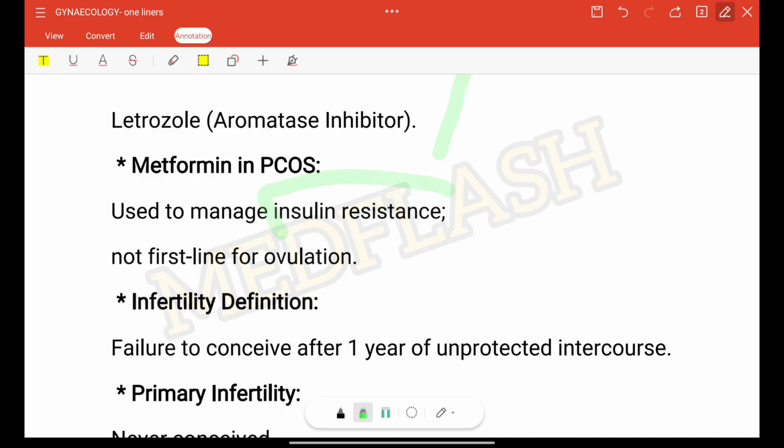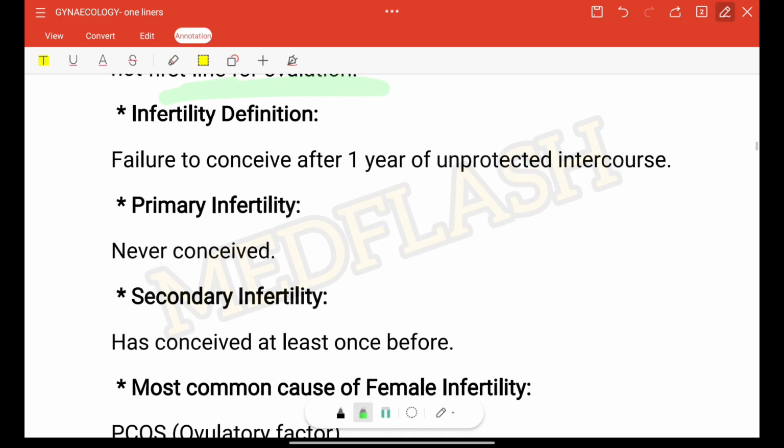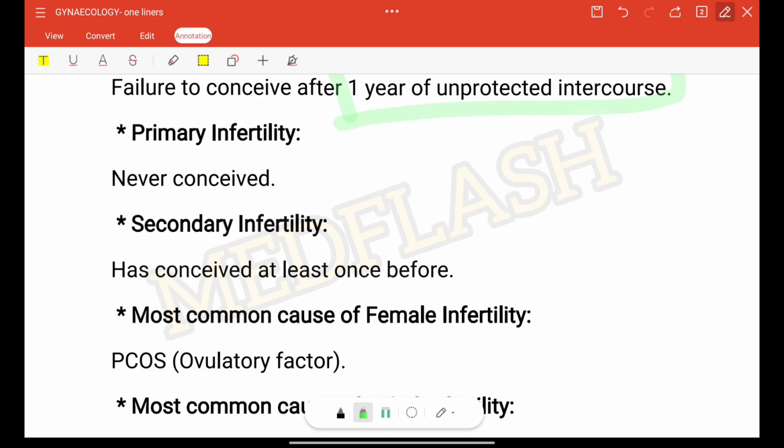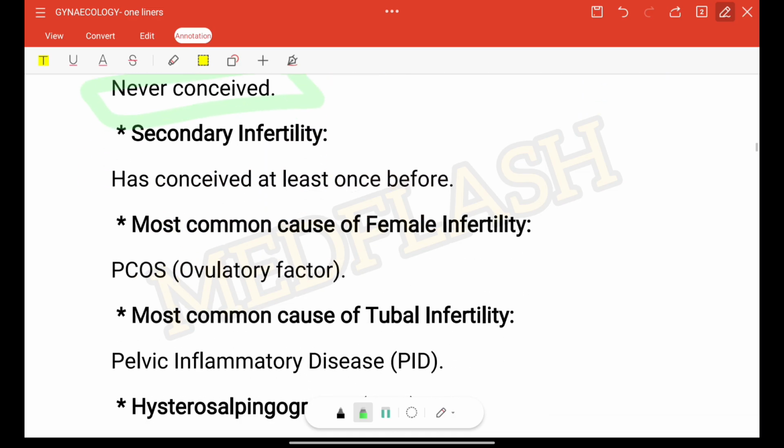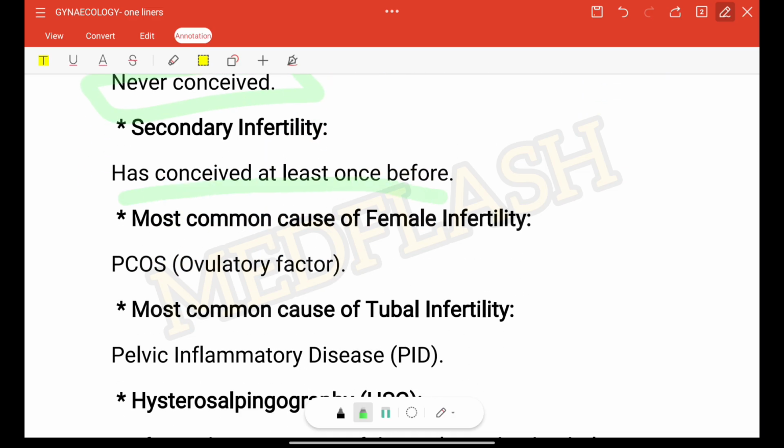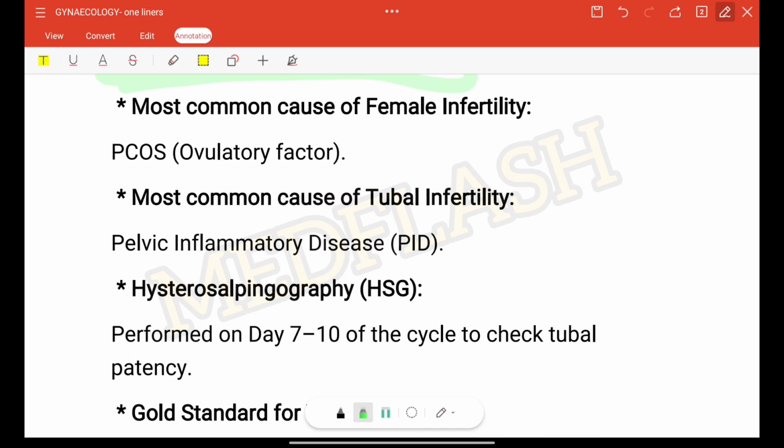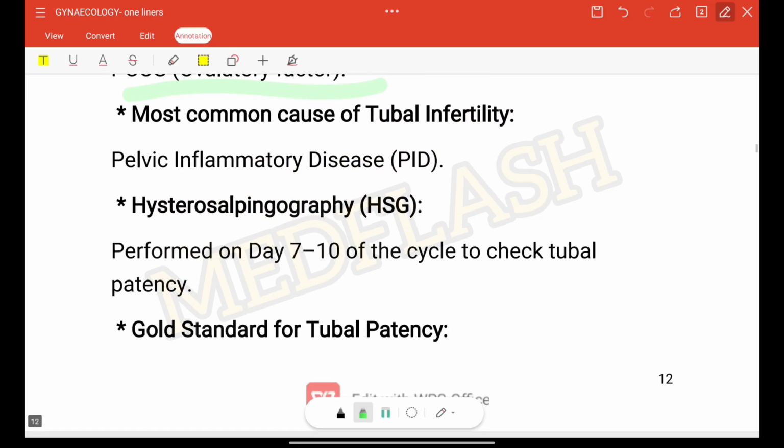Infertility definition: failure to conceive after 1 year of unprotected intercourse. Primary infertility: never conceived. Secondary infertility: has conceived at least once before. Most common cause of female infertility is PCOS. Most common cause of tubal infertility is pelvic inflammatory disease.